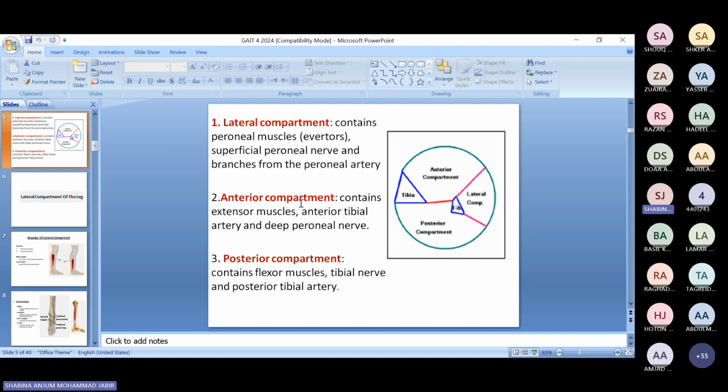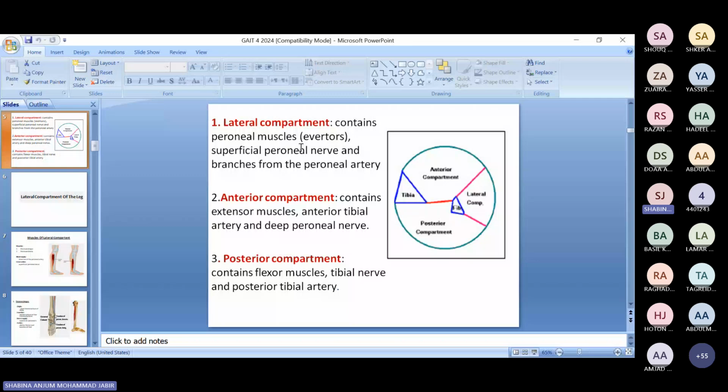But if you remember, in the thigh we have anterior, posterior, and medial compartments, right? But in the leg region we have anterior, posterior, and lateral compartments. The lateral means we have the fibula bone. So here we have the muscles called peroneal muscles. So in the lateral compartment we have peroneal muscles.